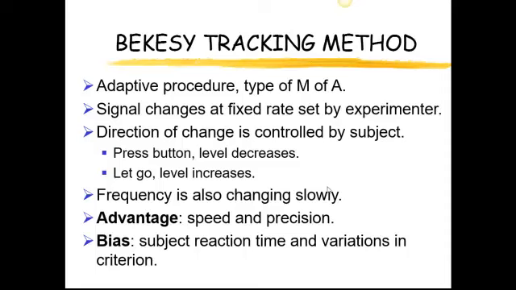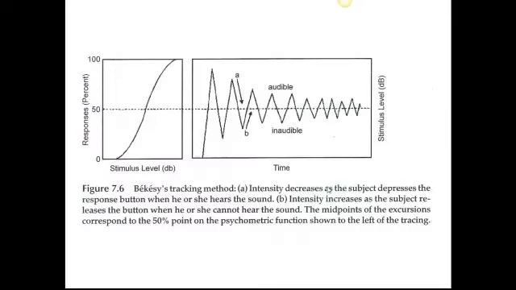The bias is subject reaction time. Older or younger listeners may not release or press that button as quickly as they could, and obviously there are variations in what they're using as their criteria to respond. So here's an example of a Bekesy tracing. Time is going across the x-axis, and then we have the stimulus level in dB. Audible is above the dotted line, which is the 50% point, and inaudible is below that dotted line.